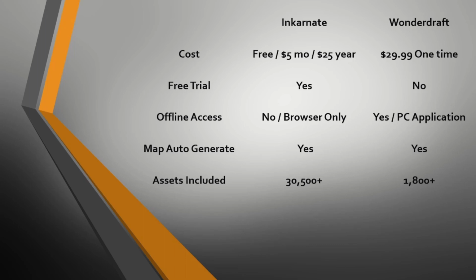Wonderdraft lets you download map packs, whether that's from Wonderdraft or from third parties. You can download asset packs as you go. Now they cost somewhere between $5 and $10 usually, and that does add to the cost. But that is definitely a big perk in Wonderdraft's favor.